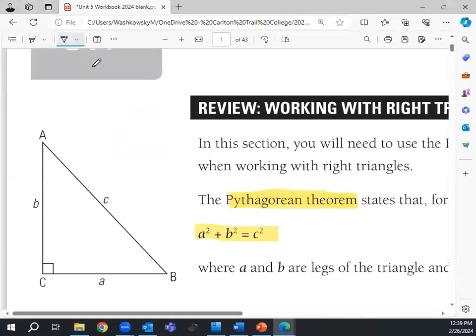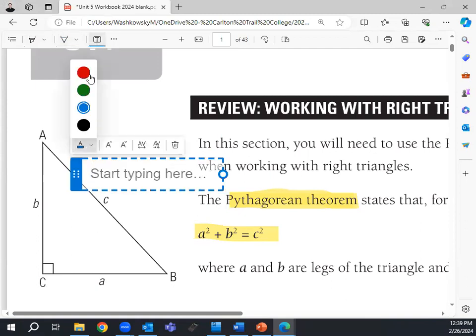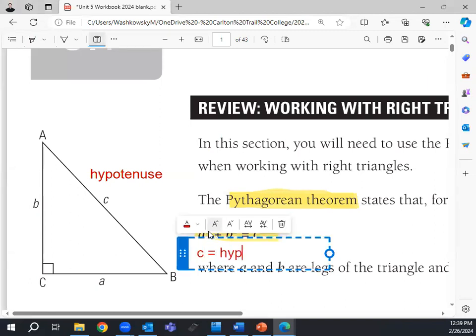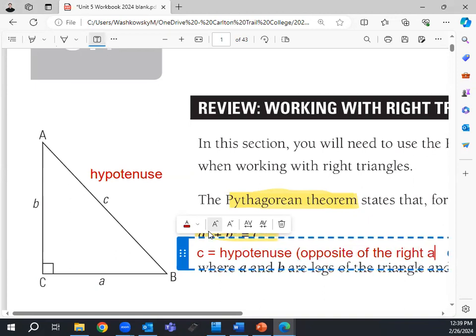And again, quick reminder here, what is c? C is always going to be your hypotenuse. So c is always the hypotenuse. And how do you know what the hypotenuse is? It is going to be opposite of the right angle.